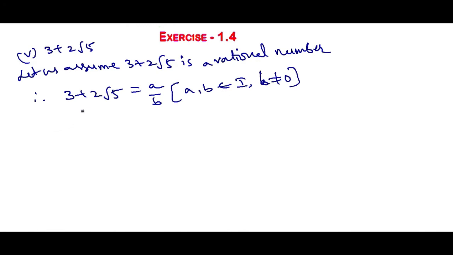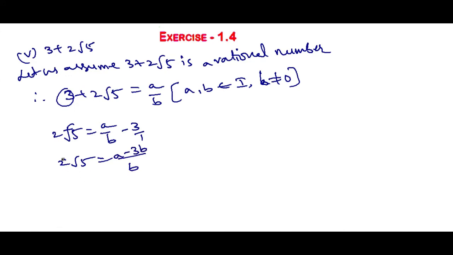And what we can write now, we are transposing this 3 to the right side. So 2 root 5 is equal to a by b minus 3. Then you can simplify: 2 root 5 is equal to, take the LCM, we are getting b, and a minus 3 times b. Now send this 2 to the denominator, so you should get a minus 3b by 2 times b.